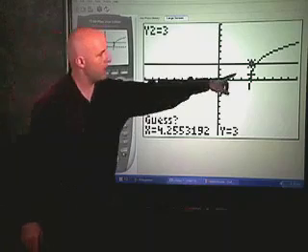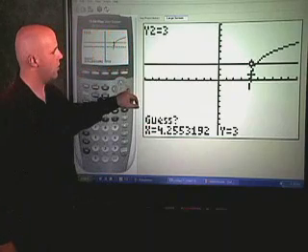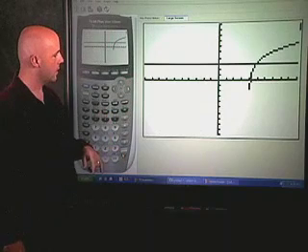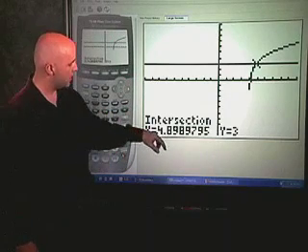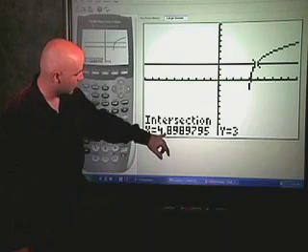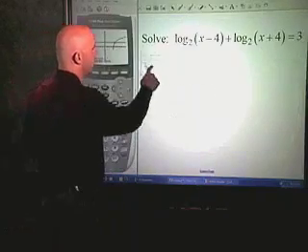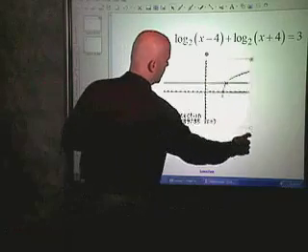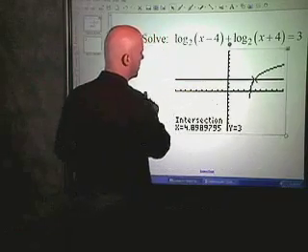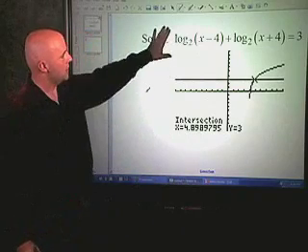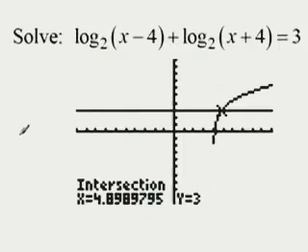And for our guess, we're actually pretty close to our intersection point, but we're going to scroll over just a couple more. So we're going a little bit closer and hit enter. And we get our intersection point is roughly, it looks like about, 4.899. So we'll go ahead and drag that over. So using our graphing utility, you can see that the solution to this equation will be roughly 4.899.